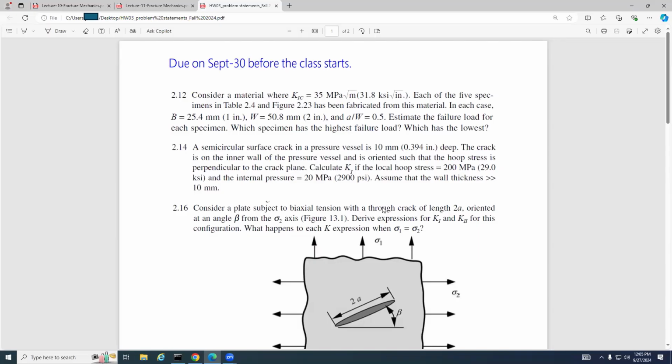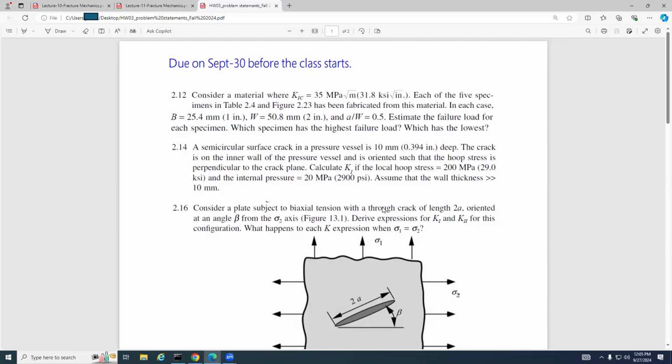That means B is the thickness, A is the crack length, and lowercase b is the ligament length. So these three must be greater than or equal to 2.5 times (K_I over sigma_ys) squared, which is about 2π times r_y. So this is small scale yielding.